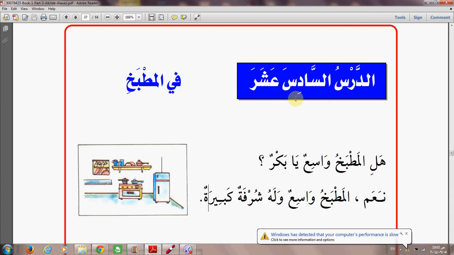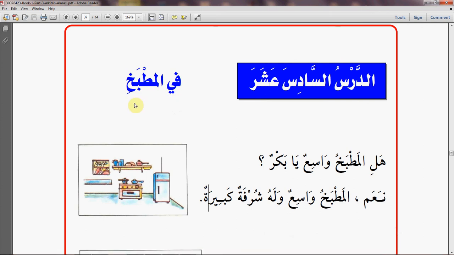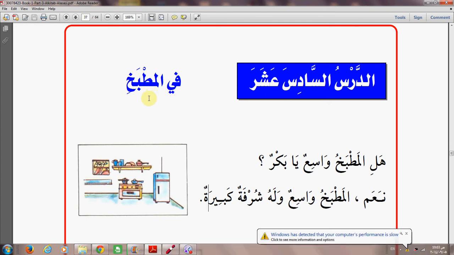So الدرس السادس عشر, lesson 16. The title is في المطبخ. I think we know the preposition في and what it means, and we already know the vocabulary المطبخ. It's one of the rooms which we can find in the house. It's so important. So the title means, in the kitchen. في in, المطبخ the kitchen, in the kitchen.